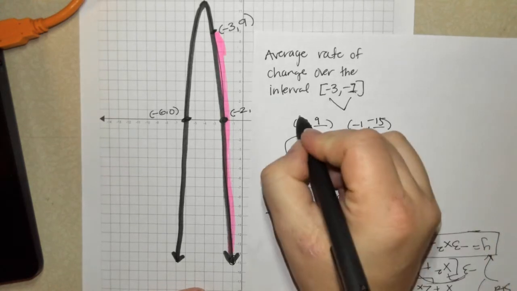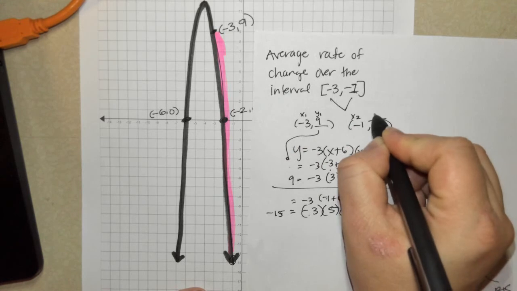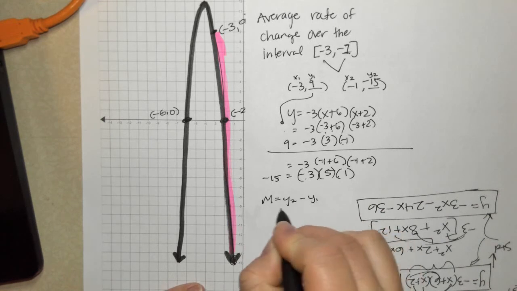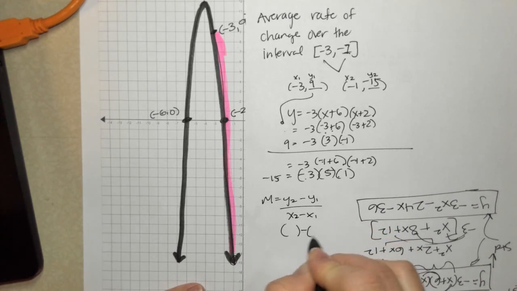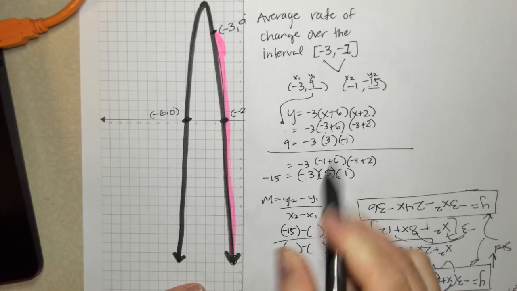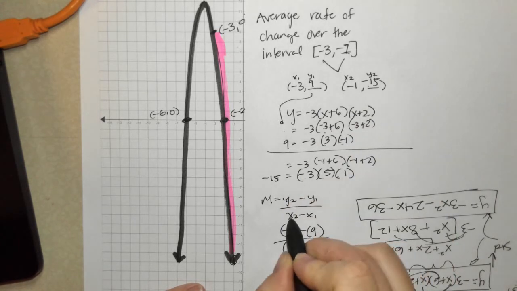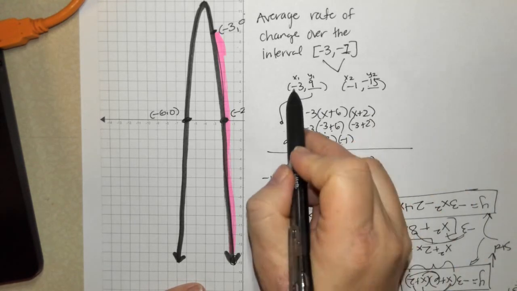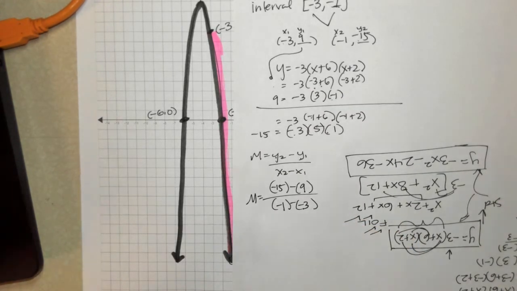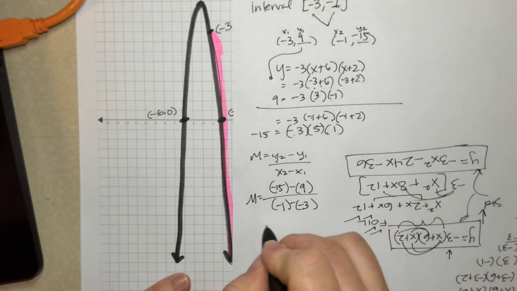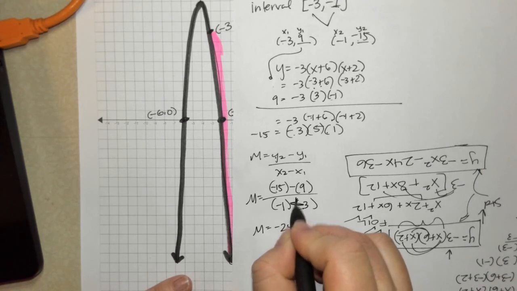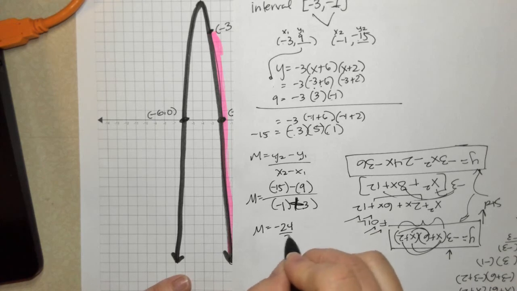What do I do with these two ordered pairs? There's x1, y1, x2, and y2. Well, we're finding the average rate of change, like the slope, y2 minus y1 over x2 minus x1. So y2 is -15, y1 is 9, x2 is -1, x1 is -3. I choose to put parentheses so I don't make any small mistakes. -15 subtract 9 is -24, and two negatives make a positive here. -1 and +3 is 2.